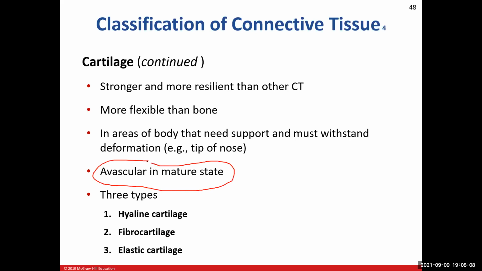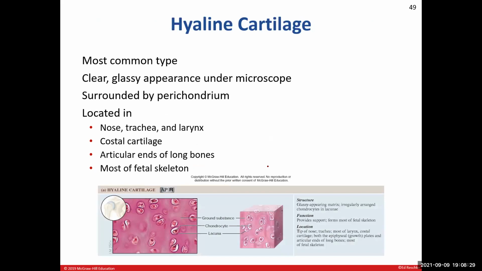But key point, mature cartilage is avascular. That's a great test question. So true or false, cartilage is avascular, and they would have to say mature cartilage is avascular. There's three types: hyaline cartilage, fibrocartilage, elastic cartilage. The first type is the most common type. This type does have a perichondrium surrounding it, that two-layer structure.